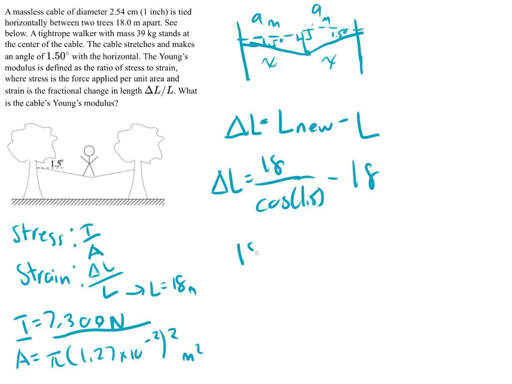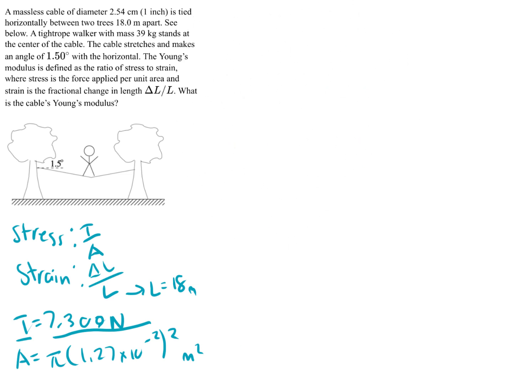And now we can factor out the 18. Just 18 times 1 over cosine of 1.5 minus 1. So there's that, and that is change in L. So that is change in L and not L. So change in L is equal to 18 times 1 over cosine of 1.5 minus 1.